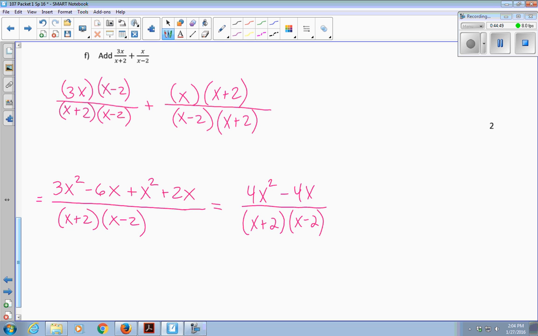Are we done? What else do we have to do? We should probably factor the numerator just to see if anything cancels, right? So we'll factor the numerator. They both have a 4 in it. They both have at least one x. So I'm going to pull out a 4x, and that leaves me with x minus 1. Do I have any identical factors in the top and the bottom? No, so now I am officially done.